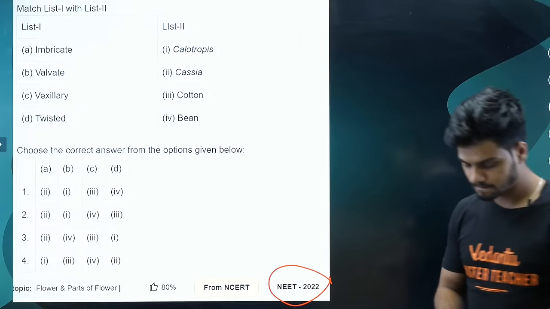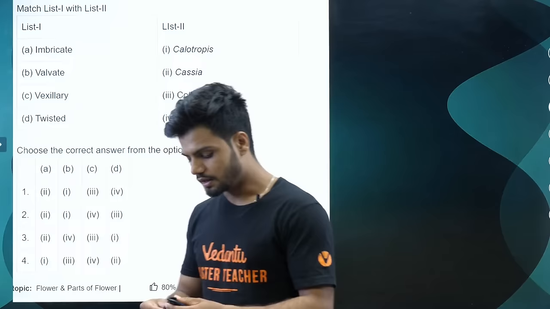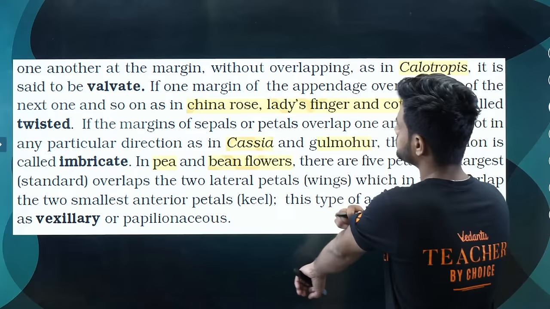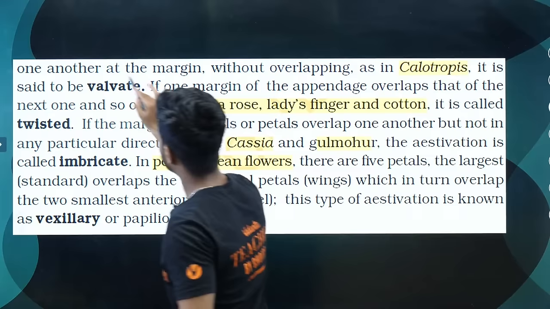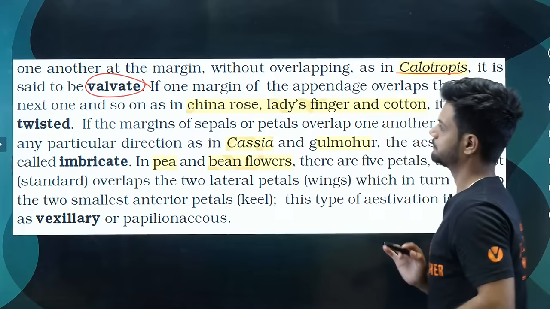Yes, I'll tell you what is the best way to solve this. Listen to me very carefully. For your valvate estivation, calotropis is the example. Have you seen calotropis, all of you?